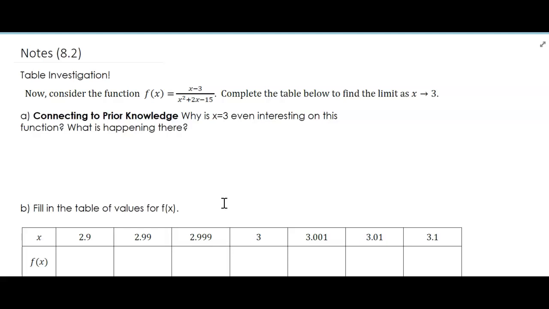Our first lesson that we talked about was finding and evaluating limits from graphs. Well, now we're going to talk about trying to evaluate a limit from a table, because we're not always going to be given the graph.